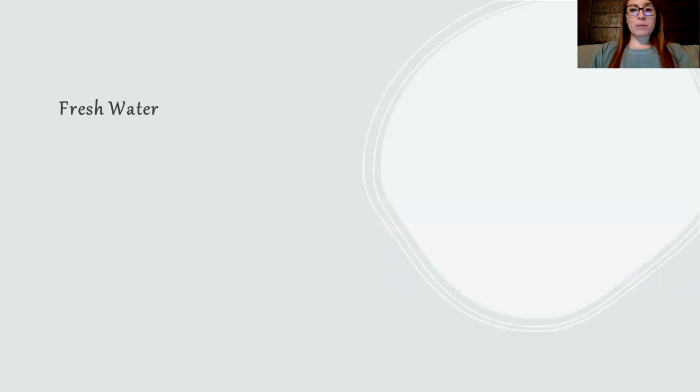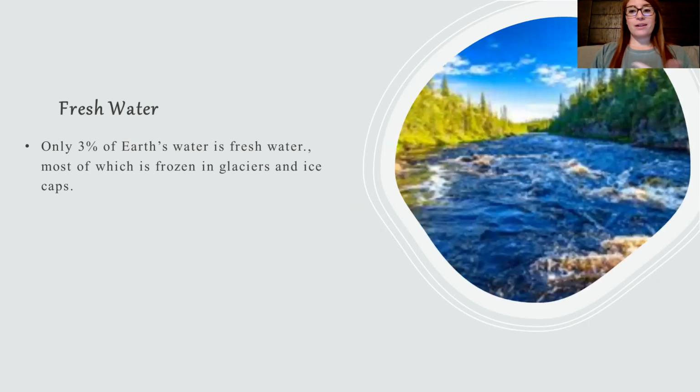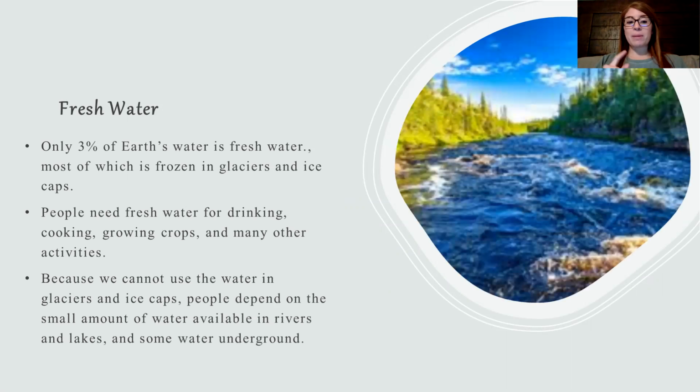Alrighty. And then we're going to talk about fresh water, and this is how we're going to wrap it up today. So only 3% of Earth's water is fresh water, and most of that 3% is frozen in glaciers and ice caps. So people need fresh water for drinking, for cooking, for growing crops, and a lot of other activities. But because we cannot use the water in glaciers and ice caps because it's frozen, and we don't need to go around just taking hair dryers and melting all the glaciers and ice caps, people depend on this very small amount of fresh water that is available in rivers and lakes, and some of that water is even underground.